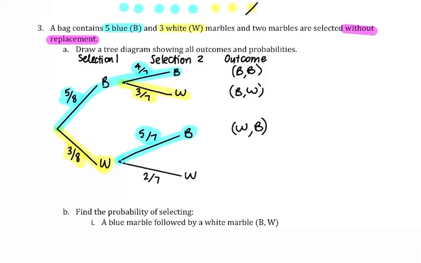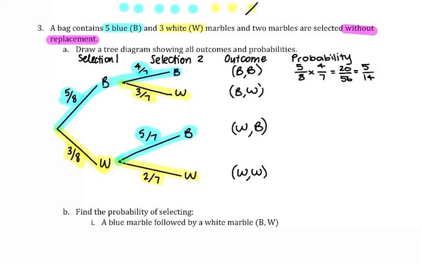And then we could have white, white. So these are the selections we could have, or our outcomes. So now let's have a look at the probabilities of these outcomes. The probability of blue, blue is 5/8 times 4/7, which equals 20/56, which simplifies down to 5 over 14.